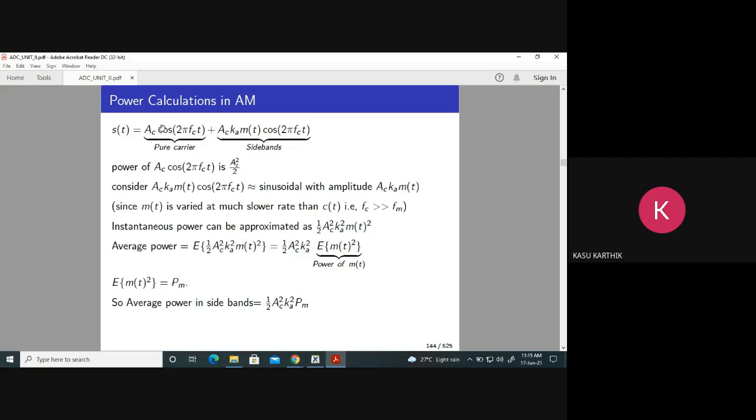See, you look at this signal. What information it has? No information. But still we are transmitting. So this is the reason for having poor power efficiency. So the reason for having poor power efficiency is this pure carrier. And the reason for bandwidth inefficiency is transmitting two sidebands.